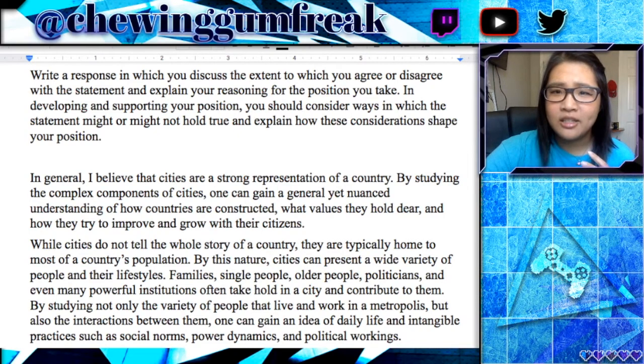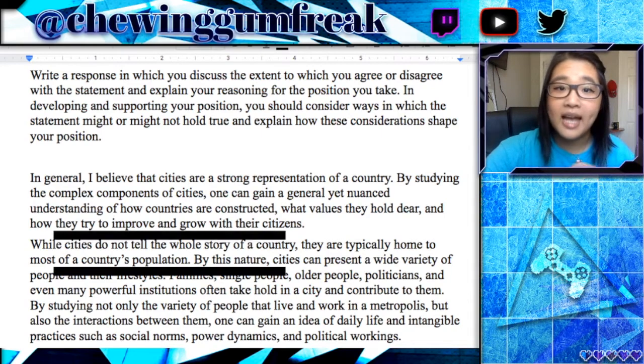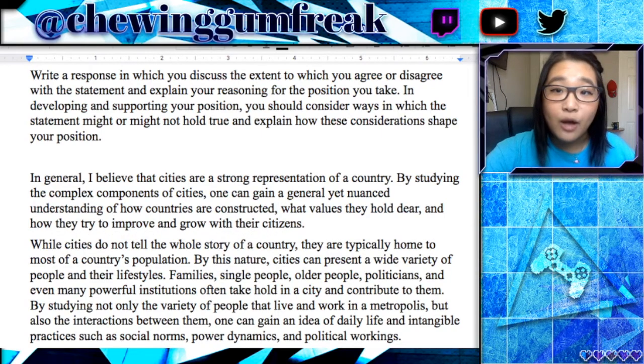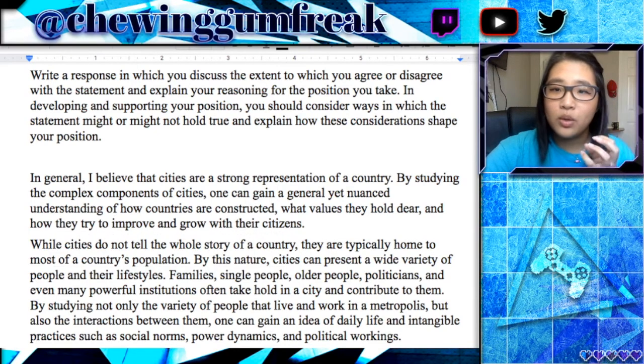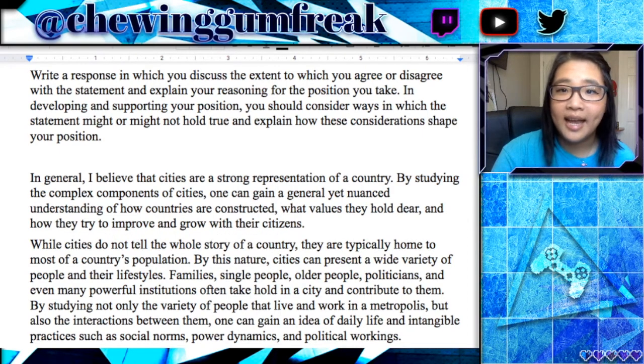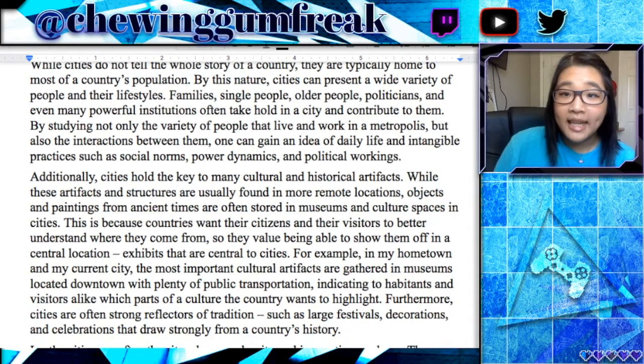This last sentence is also really crucial because I directly address how cities are important in understanding a country, particularly because you never want to assume that your reader or your listener knows what you're talking about. In that sense, you always want to tie what you say back to the prompt so that it's very clear. So with that, let's look at the next paragraph. This one is slightly longer.